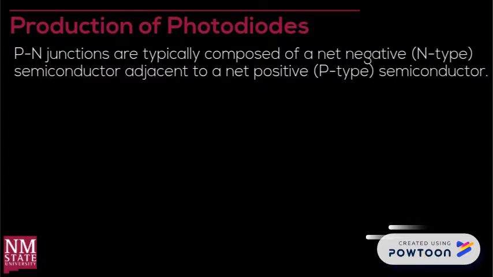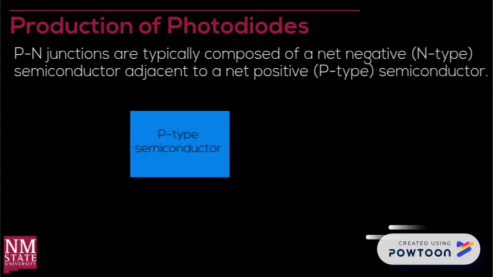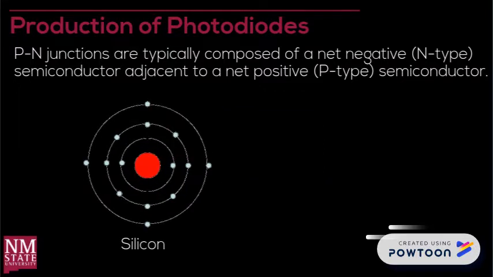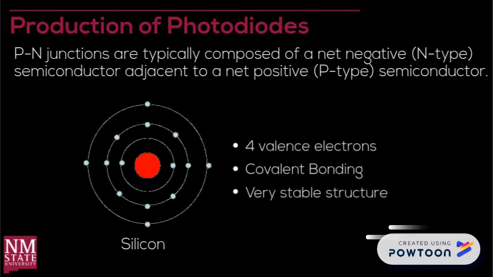p-n junctions are created by placing a p-type semiconductor adjacent to an n-type semiconductor. For the purpose of this video, silicon semiconductors are considered. A silicon atom has 4 valence electrons. A pure silicon structure forms fully filled, very stable covalent bonds.